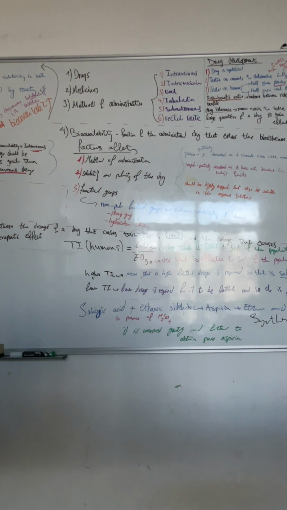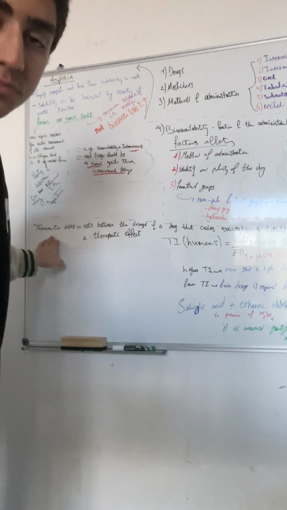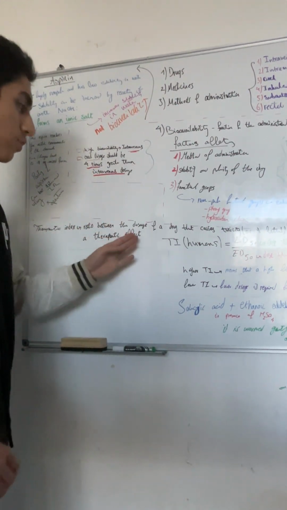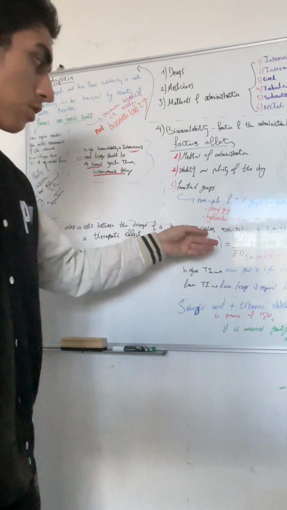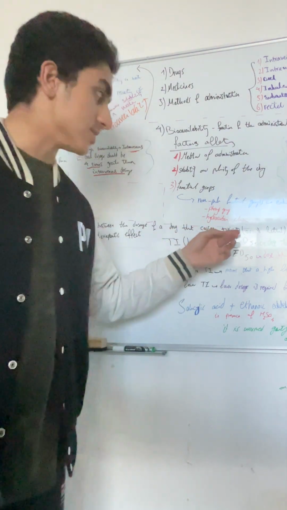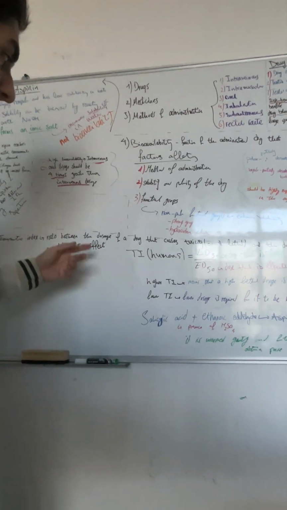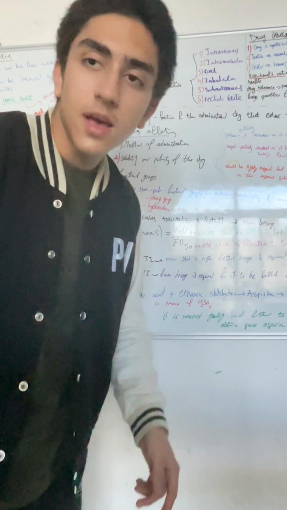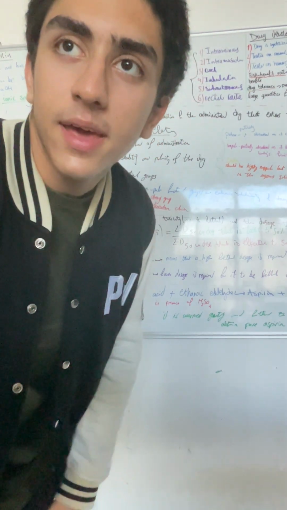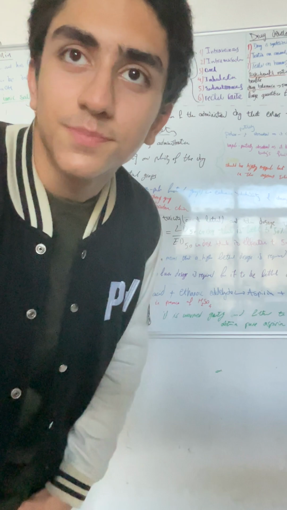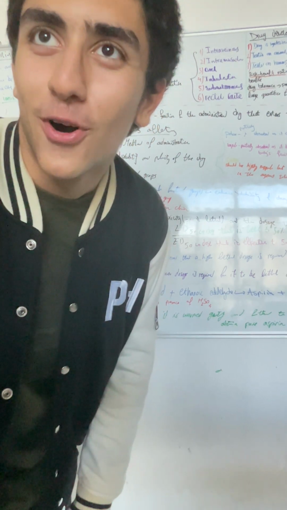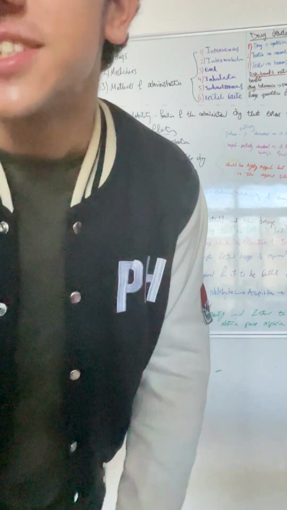Okay, let's now talk about therapeutic index. Therapeutic index is the ratio between the dosage of a drug that causes toxicity or is lethal, and the dosage that causes a therapeutic effect. So therapeutic effect, perhaps I should look this up, but in essence it means that it's useful. Let me just quickly look. I don't recall. Okay, I don't know honestly.